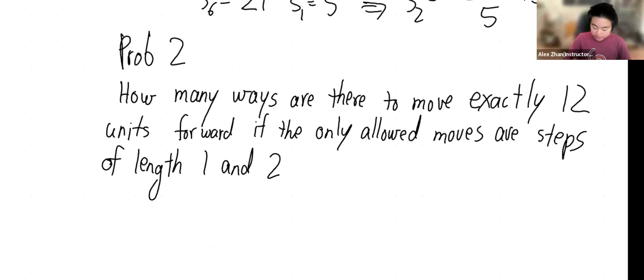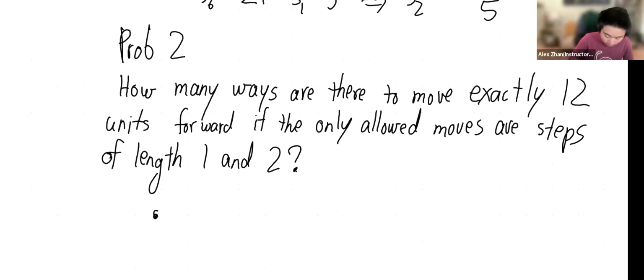Basically what this means is that I could start at the start point. Each time I could either move 1 step forward, or I could instead choose to move 2 steps forward. So I have 2 possible moves each time, and my goal is to move exactly 12 steps.